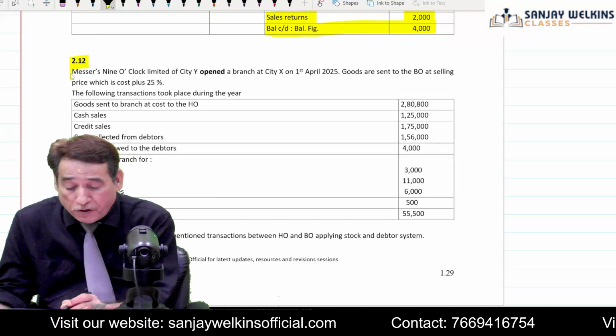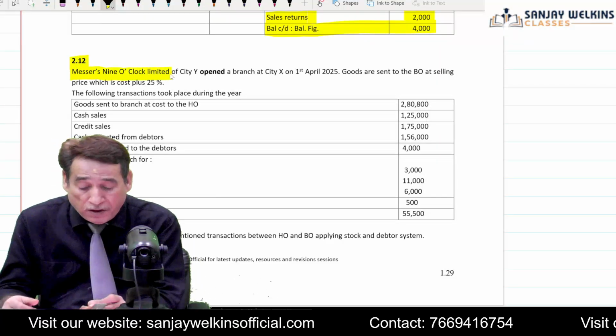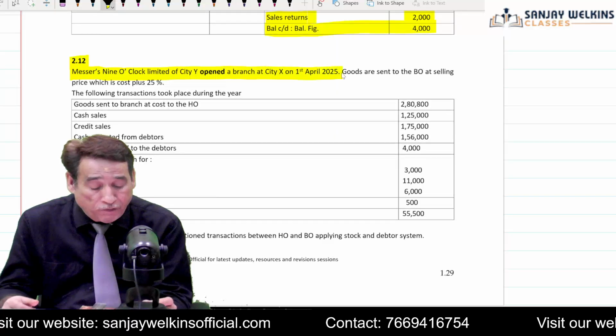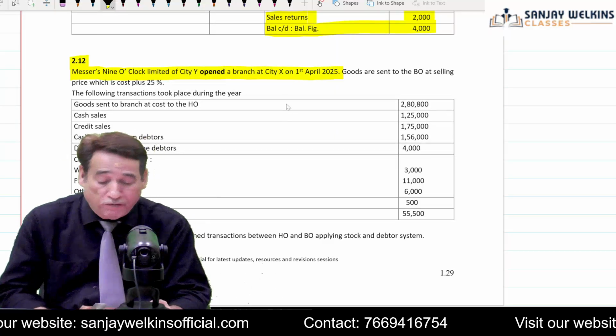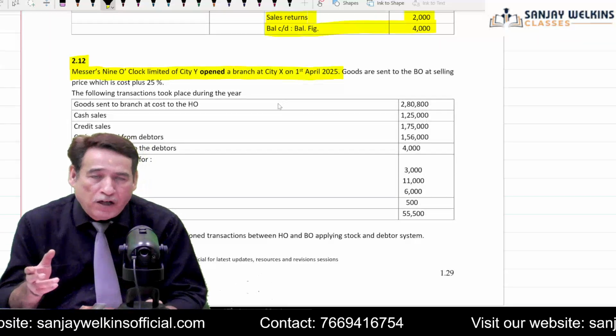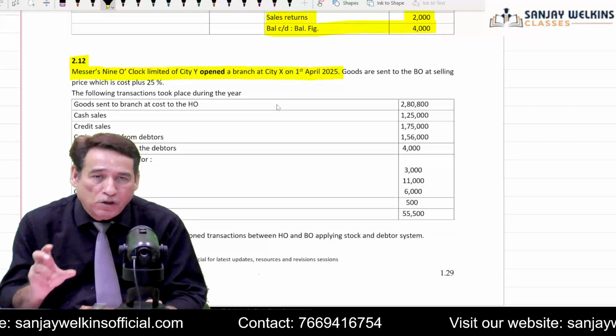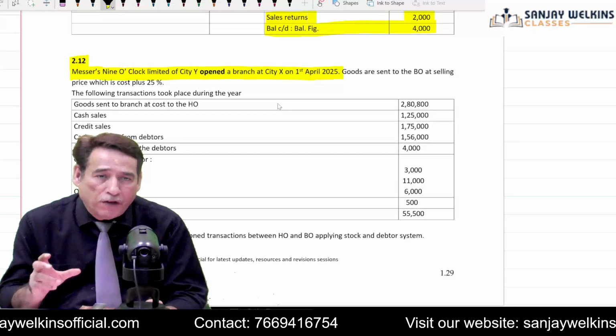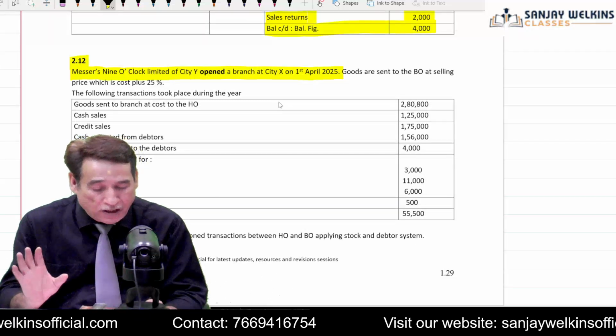Question 2.12, now pay attention. Here it is written Messrs 9 O'Clock Limited of Y Limited opened a branch at City X on 1st of April 2025. So once again a new branch has been opened. If it is a new branch, I have been telling you so often, on umpteenth occasion, that no question of any opening stock or opening debtors will arise.